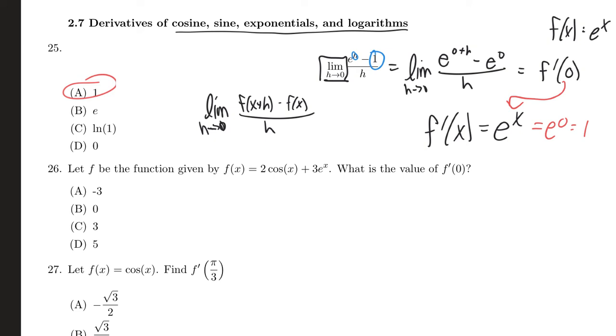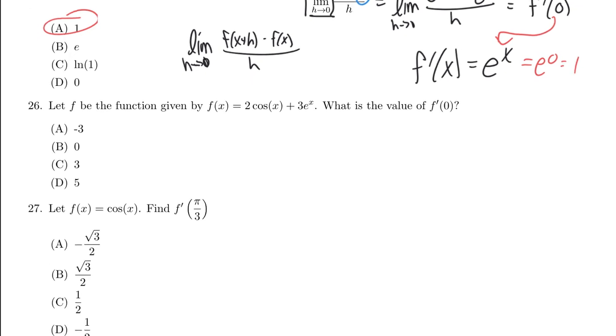It'd be pretty difficult to figure out any other way, just using properties of limits and stuff. But if you recognize this is a limit definition of derivative for e to the x, and that you're plugging in 0, you can do it that way. This is a pretty difficult problem, because you're having to think about it in a roundabout kind of way.